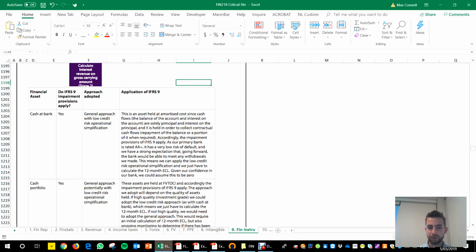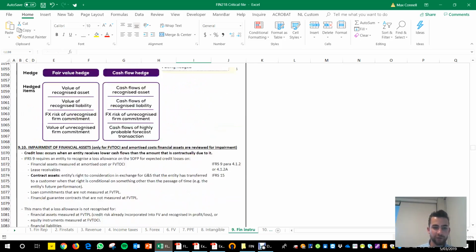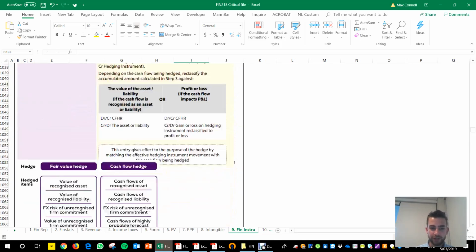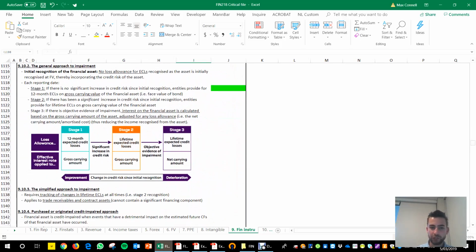The reason is our primary bank has a very low risk of default, and we wouldn't have any expectation that they wouldn't be able to meet any withdrawals we made. Therefore, there's a very low credit risk, and given our confidence, we can assume that we can use the 12-month ECL. So what is the 12-month ECL? We can use the 12-month effective life. We can use the lifetime of expected credit losses.